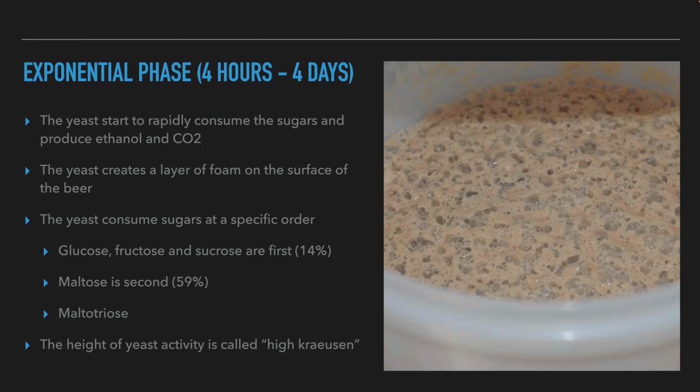The yeast consumes the sugars in the wort in a specific order, from the simplest, such as glucose, fructose, and sucrose at first. These will be about 14% of the sugars in an average wort. And then the yeast will metabolize the maltose, which will be about 59% of the wort, and then the maltotriose. When the yeast are at this phase and we see their activity, we call it high Krausen.